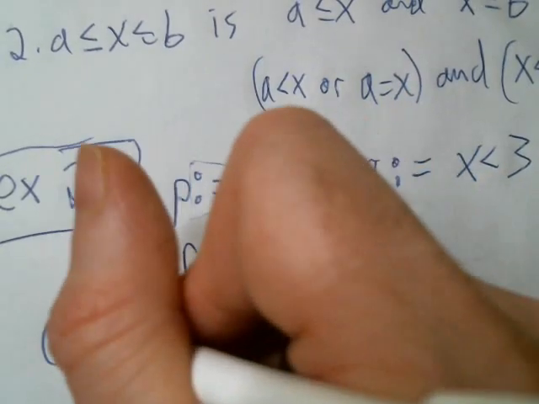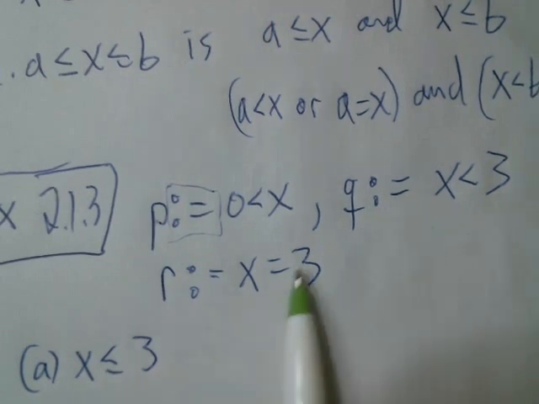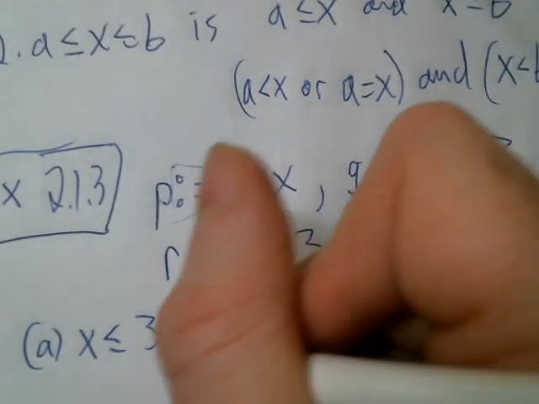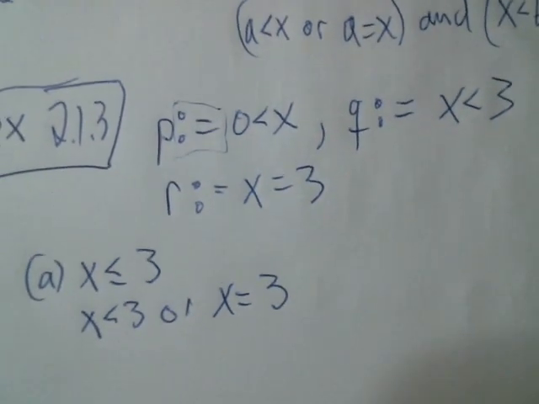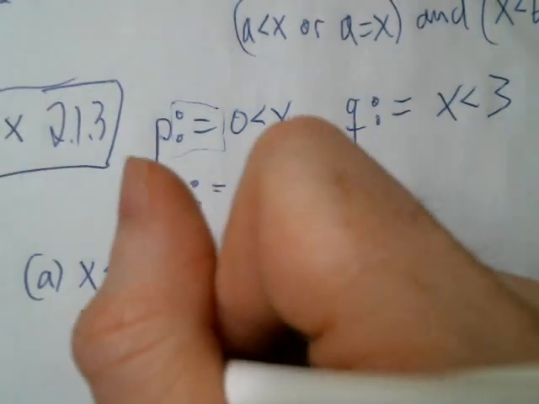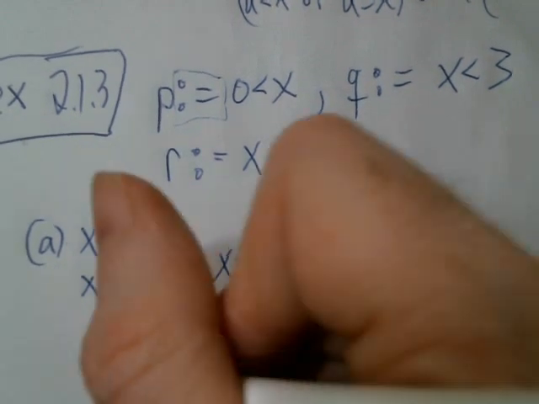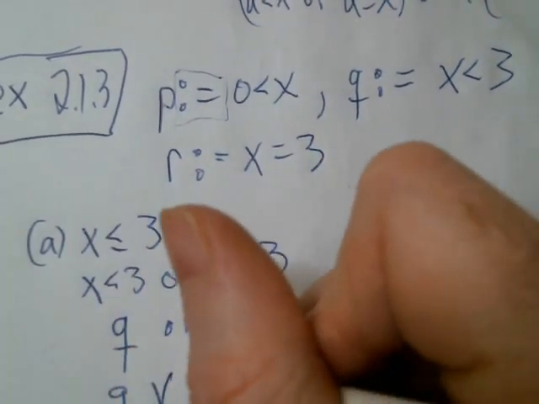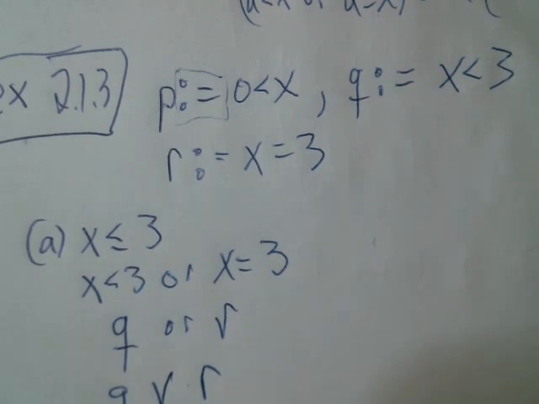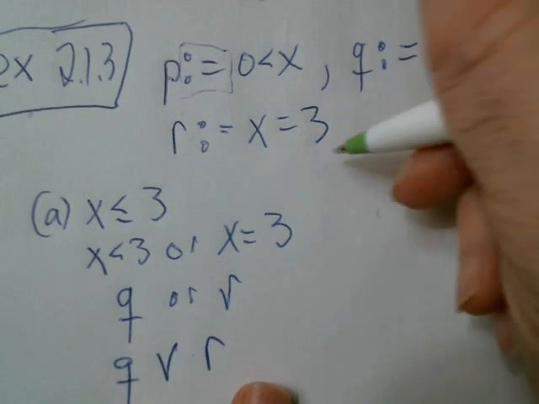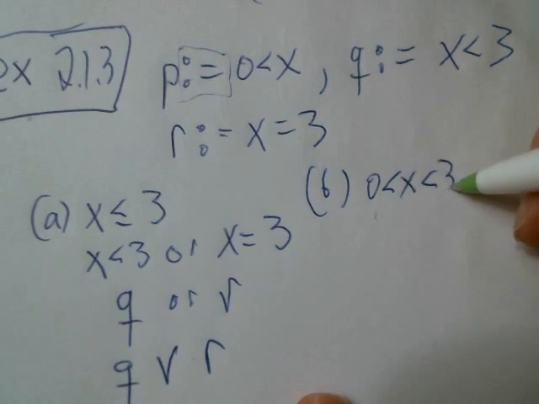Okay, so x less than or equal to 3. So this is equivalent to x less than 3 or x equals 3, right? So x less than 3 is Q, or x equals 3 is R. And then if you want to completely symbolize it, get rid of the English, which is kind of a scourge, Q or R. Okay. Let's look at another one. 0 less than x less than 3.